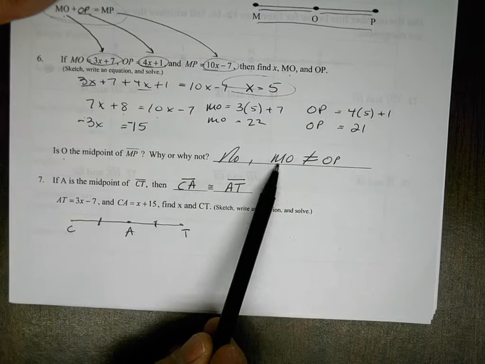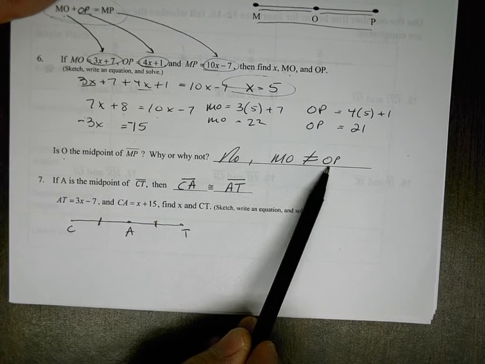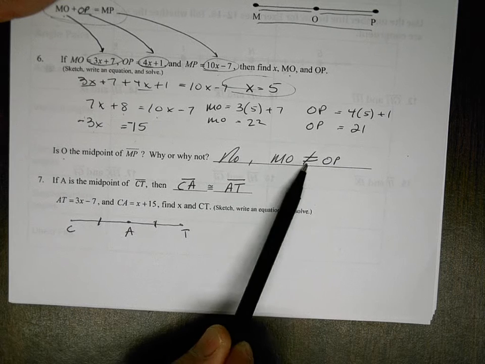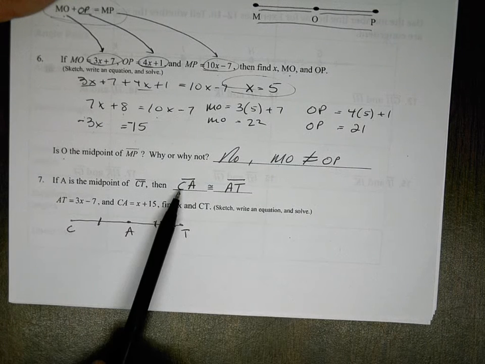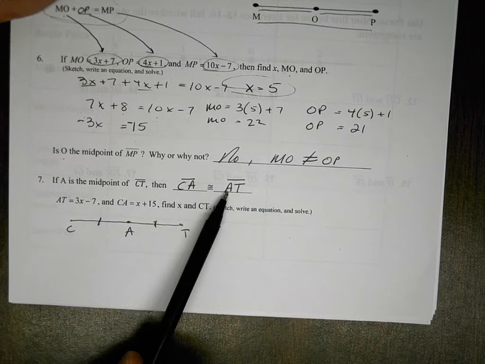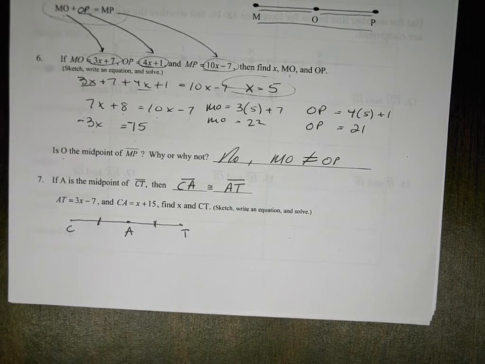Now notice up here I put MO is not equal to OP, because really what I'm saying is the length of MO is not equal to OP. Down here I'm saying line segment CA is congruent to line segment AT. Remember, line segments are congruent, lengths are equal.